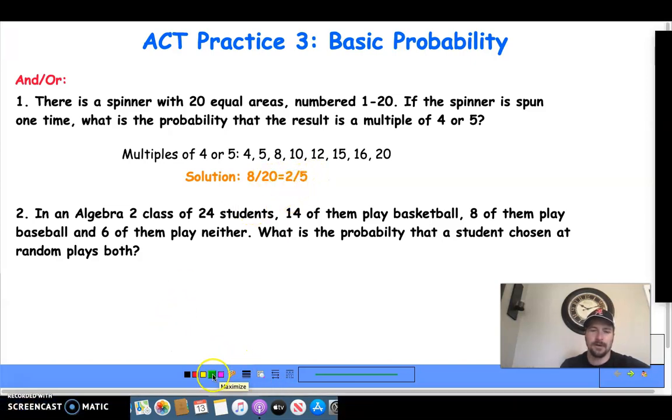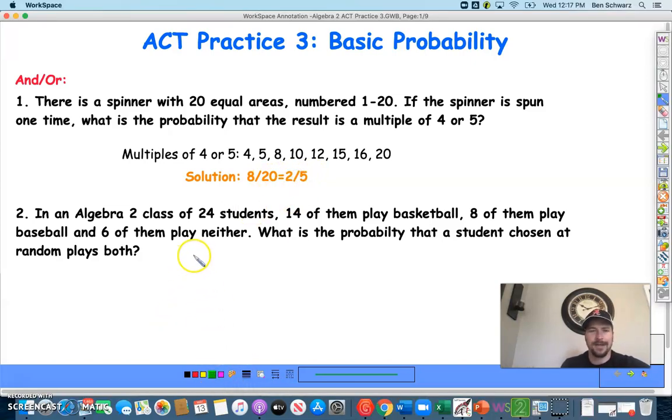This next one can be a little more complicated, and I'll show you how to organize it. In an Algebra 2 class of 24 students, 14 play basketball, 8 play baseball, 6 play neither. What's the probability that a student chosen at random plays both? It's hard to figure out which ones are playing both, so what you want to do is make yourself a chart.